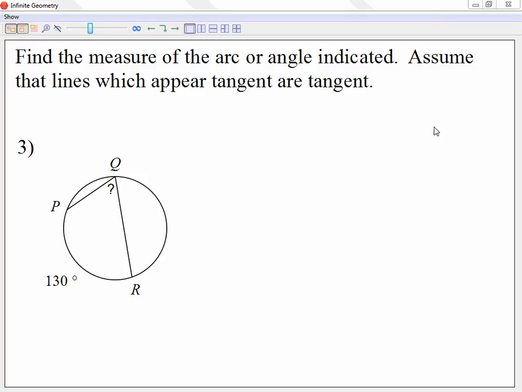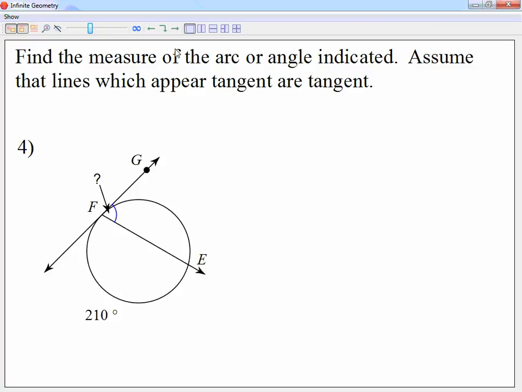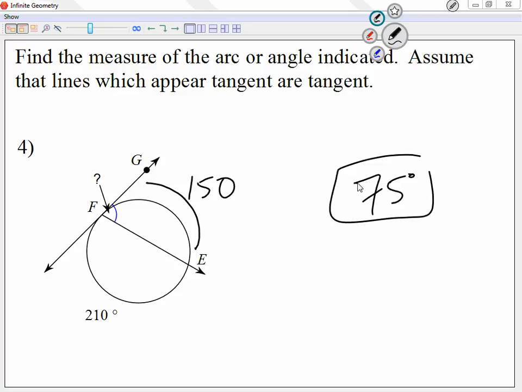Number 4? All right, looking at question number 4, the angle creates this little arc, and I'm going to say this little arc is 150. The way I came out with the 150 is there's 210. I know the whole circle is 360. So 360 minus 210, that's what gave me the 150. So the arc is 150. How big is the angle? 75. Nice. Remember, the angle is half of the arc.